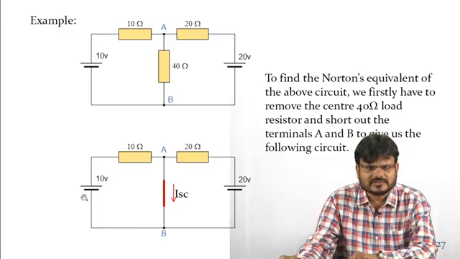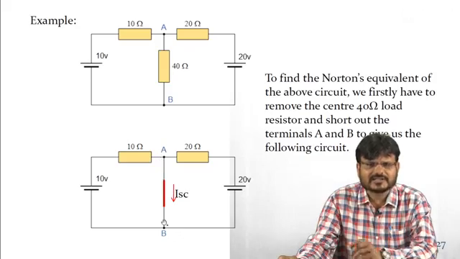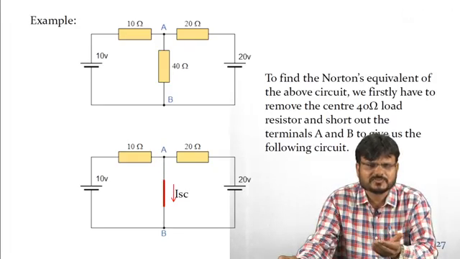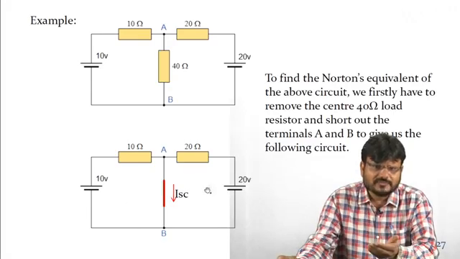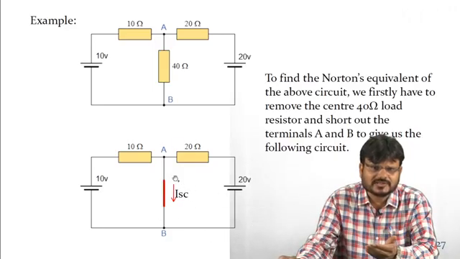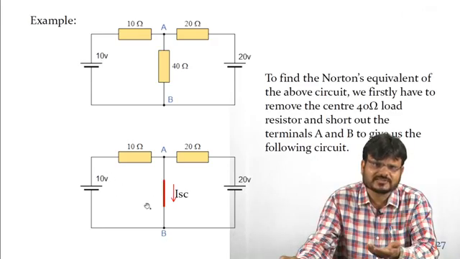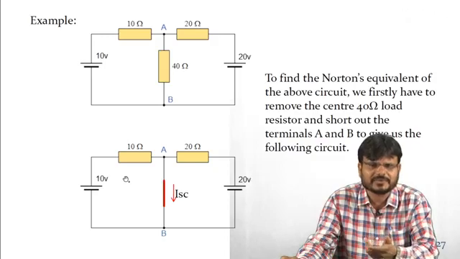Because this is a short circuit, and current always flows through the least resistance path. So whatever current flows from the 10 volt source, the total current will flow through only this branch. If you calculate the equivalent resistance of this particular mesh, zero resistance multiplied by any resistance is equal to zero resistance. So the total current will flow through only this branch. Let I1 be equal to 10 divided by 10, that is 1 ampere.